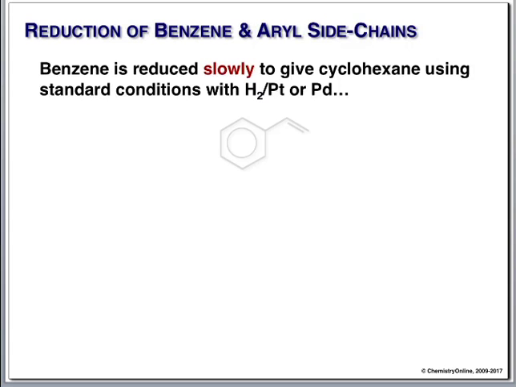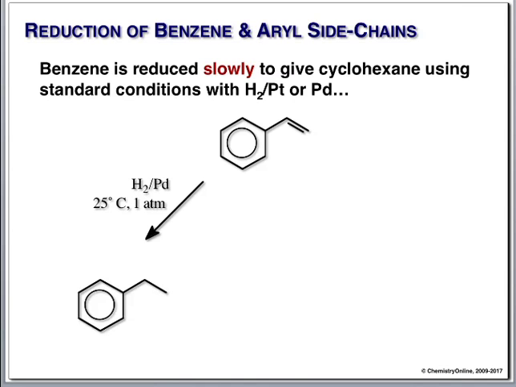Remember when we talked about benzene itself, we said that benzene was very slow to undergo reduction. Now, you can use that to your advantage, because if we had a double bond here, this is styrene, and we wanted to get rid of it, we can selectively reduce it. All you need is standard reduction conditions, so hydrogen, platinum on charcoal, or rhodium. You can reduce this to the ethyl group without touching the benzene. So that's nice, a simple reaction. The benzene ring under these conditions does not react very fast at all.